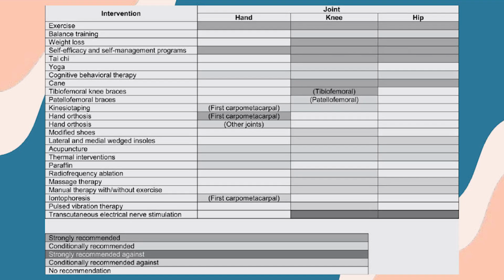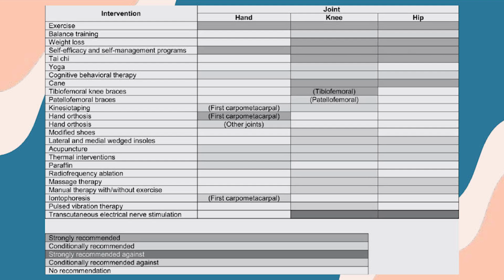The other thing I think is really important, next slide. Oh, this is kind of what I was talking about. We're talking about interventions. I just copied this from PT magazine. And the darker gray that you see is strongly recommended, though white is conditionally. The dark gray, strongly recommended against, and no recommendation.